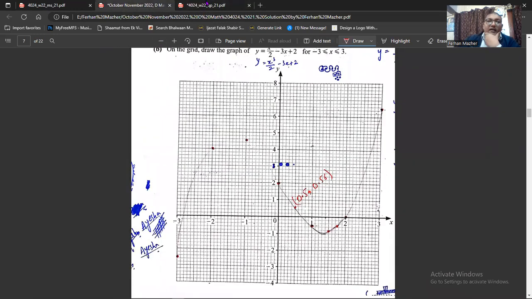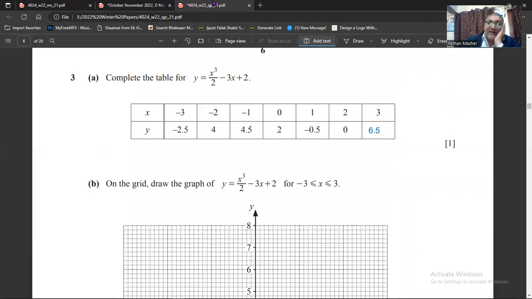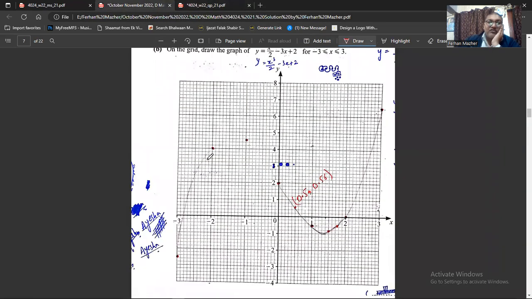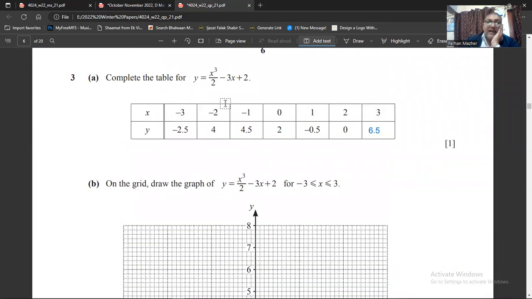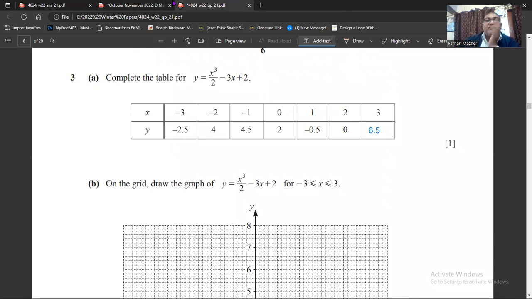So here you can see at -3, -2.5, this is the point. And then you have -2, 4. At -2, you will put a dot of 4. At -1, you will have 4.5. That will be the 4.5.